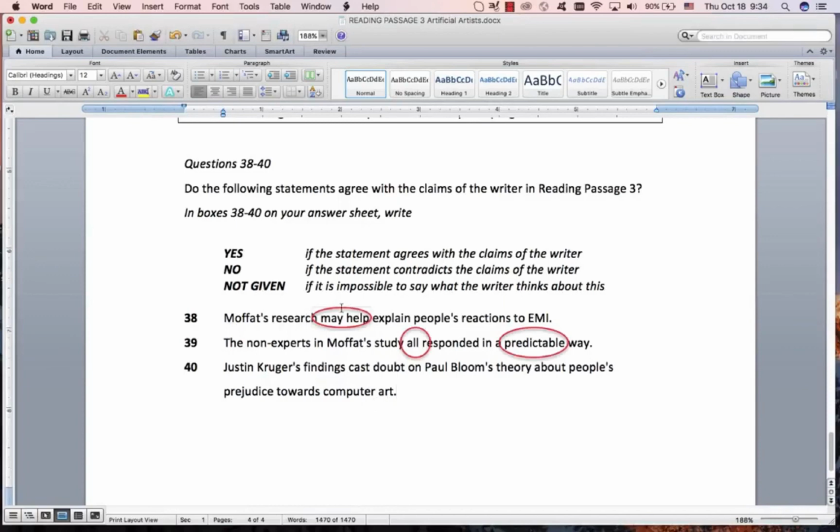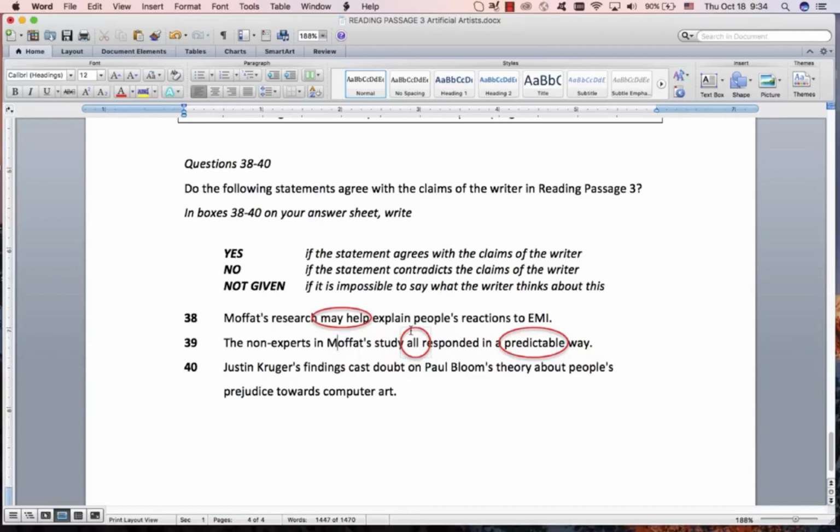The first one, it's on the verb, may help explain, but specifically this may. It's a modal verb. Modal verbs are can, could, would, should, all of those. Sometimes they do a true, false, yes, no, not given on a modal verb. This one, it's quite clear what the target language is.